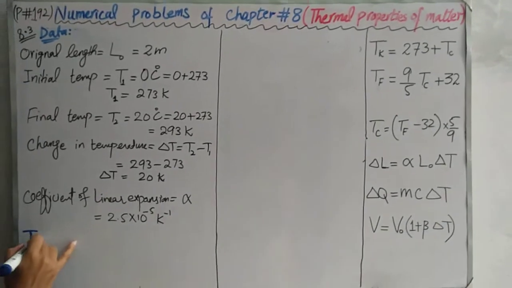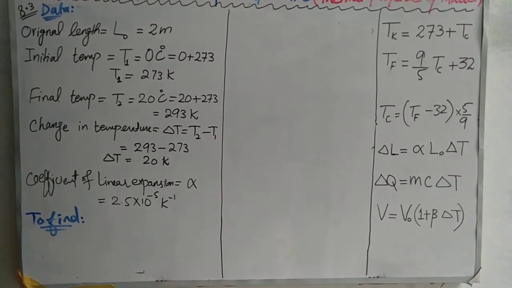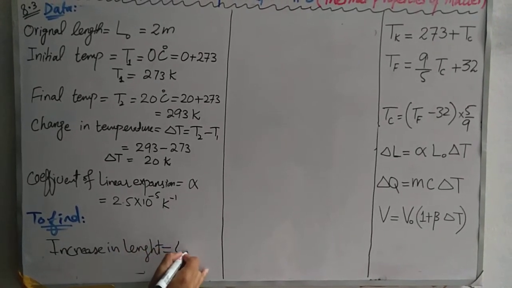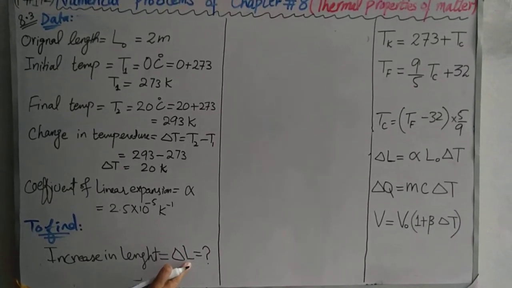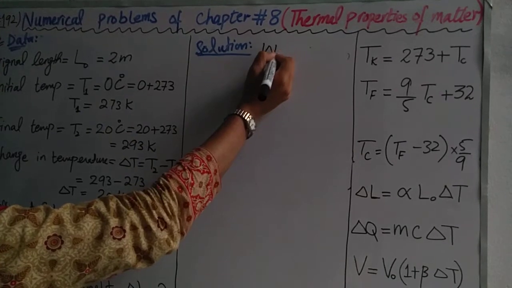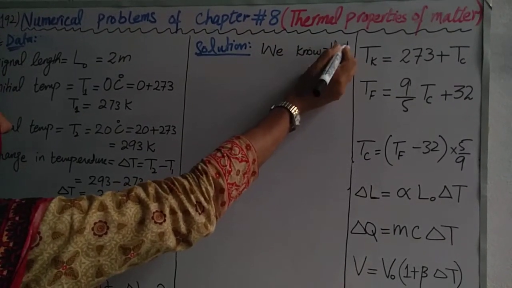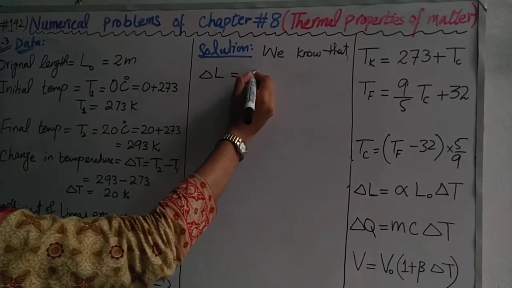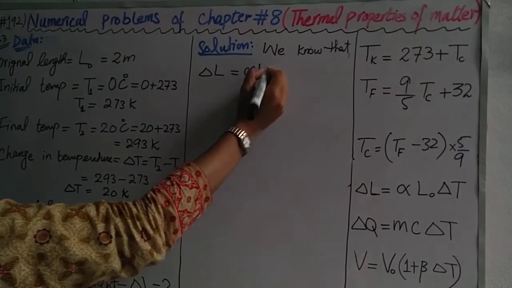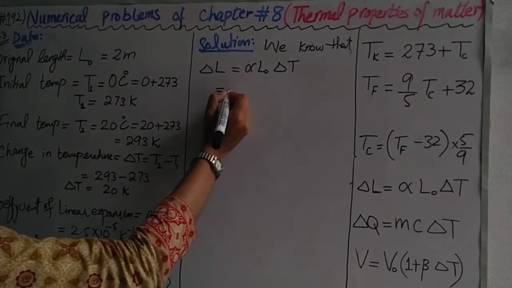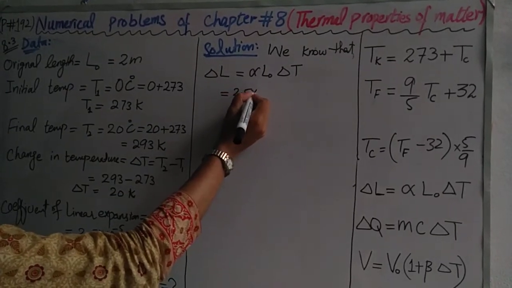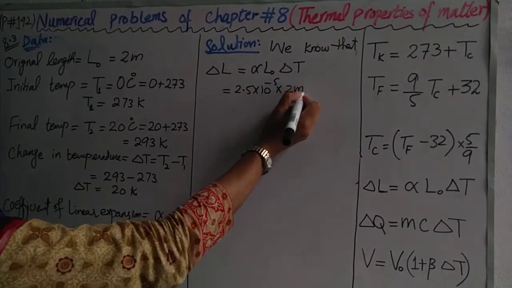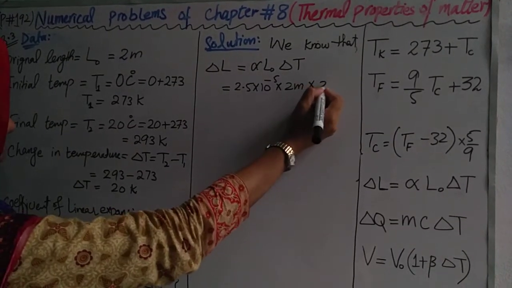What we have to find out? We have to find out the increase in length, which is equal to delta L. So solution, we know that the formula to find the linear expansion is delta L is equal to alpha L naught delta T. So by putting the values, we have value of alpha is 2.5 into 10 raised power minus 5, multiplied by original length 2 meter, multiplied by delta T's value, that is change in temperature, 20.